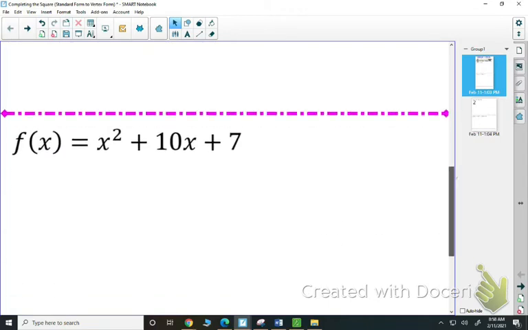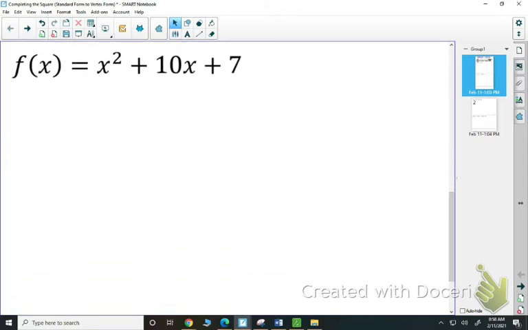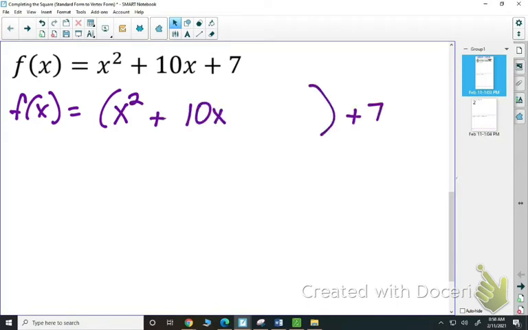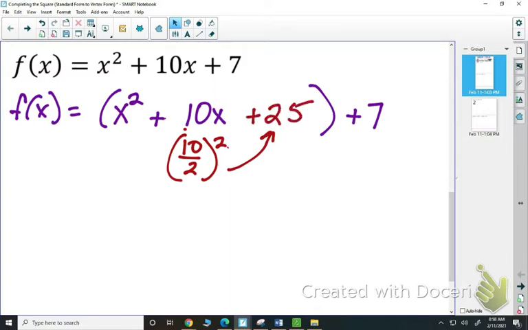Okay, next problem. We have f of x equals x squared plus 10x plus 7. What we're going to do first is group together the x squared and the 10x, and then put the 7 out there. Again, we take our middle term, which is 10, divide it by 2, and then square it to get that term. So 10 divided by 2 is 5, and 5 squared is 25. If we add 25 there, we need to subtract 25 out here to keep it balanced, because 25 minus 25 is 0.